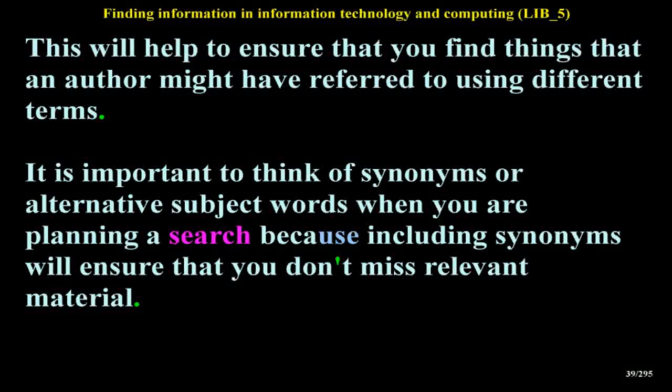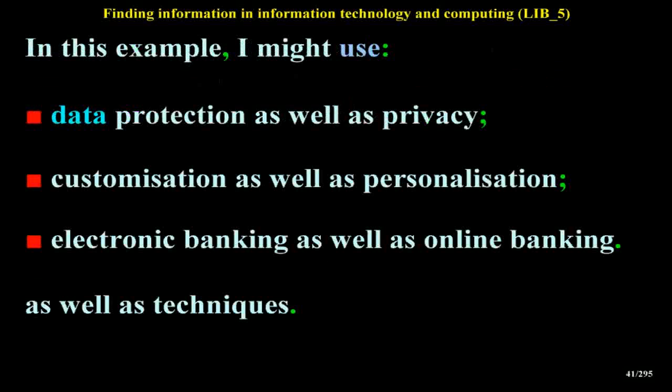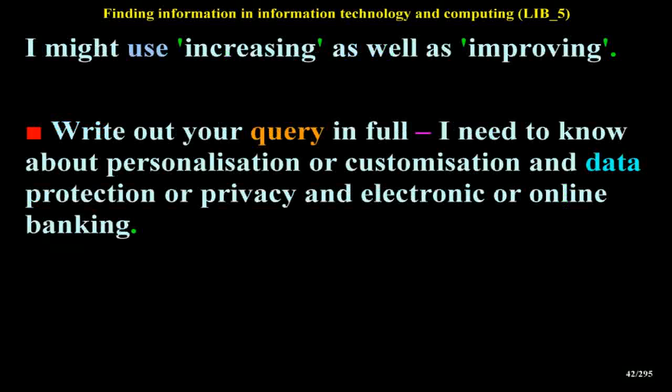It is important to think of synonyms or alternative subject words when you are planning a search, because including synonyms will ensure that you don't miss relevant material. But don't worry if you can't always find any sensible substitutes for the words you have chosen. There might not be any. In this example, I might use data protection as well as privacy, customization as well as personalization, electronic banking as well as online banking. I might use increasing as well as improving.